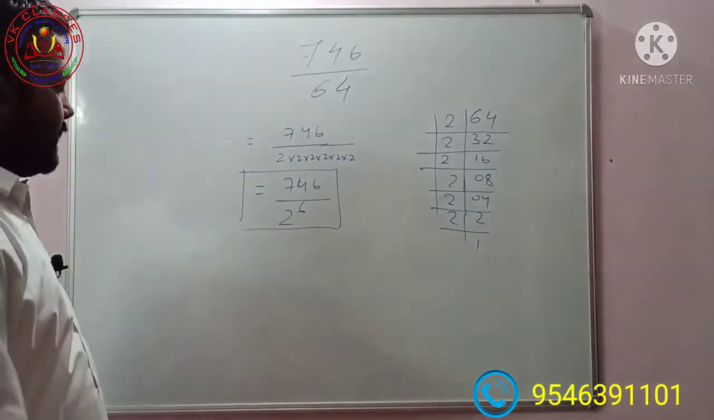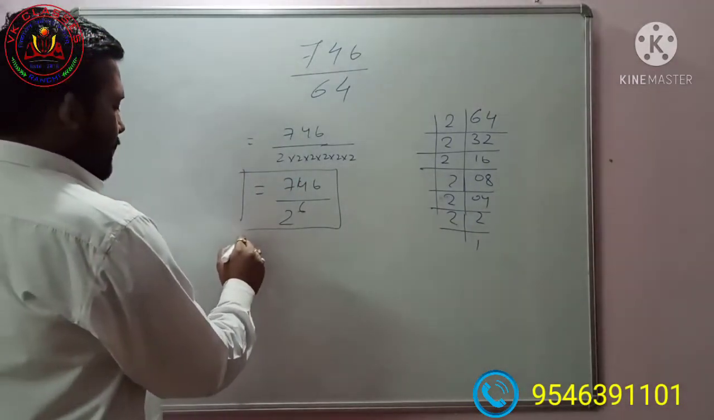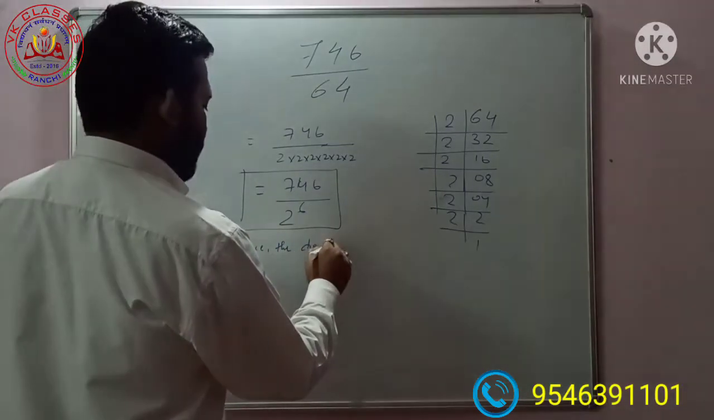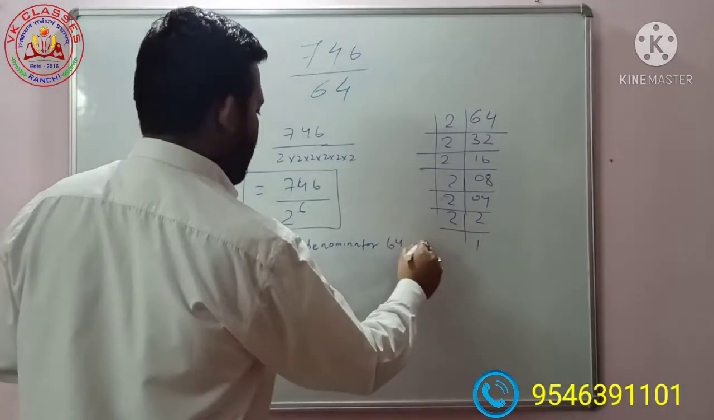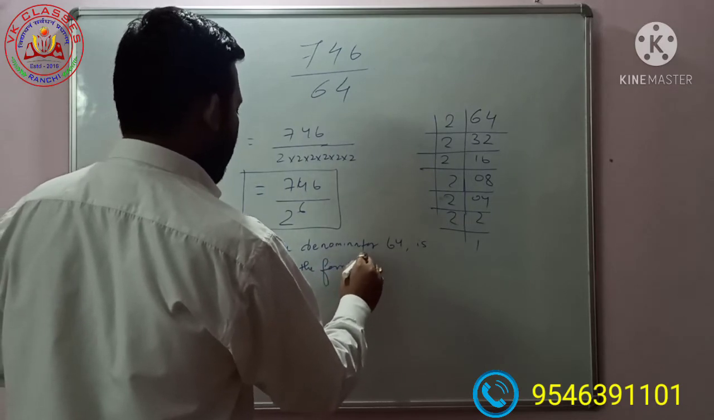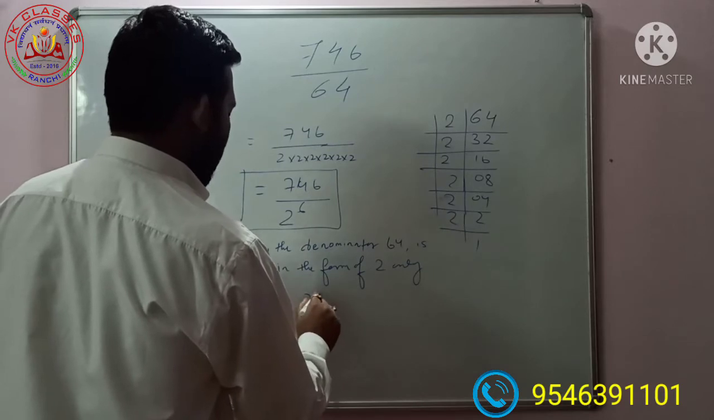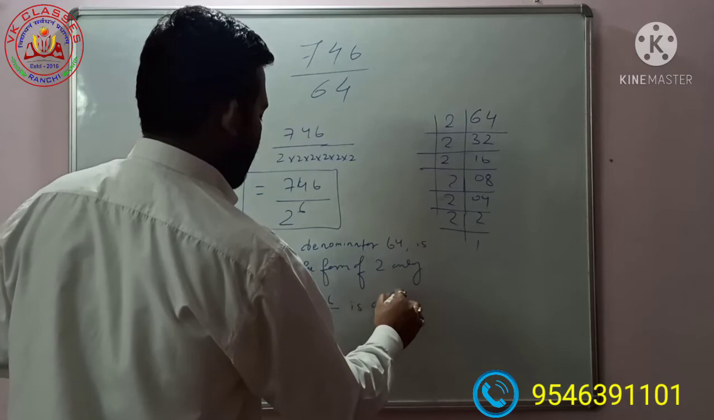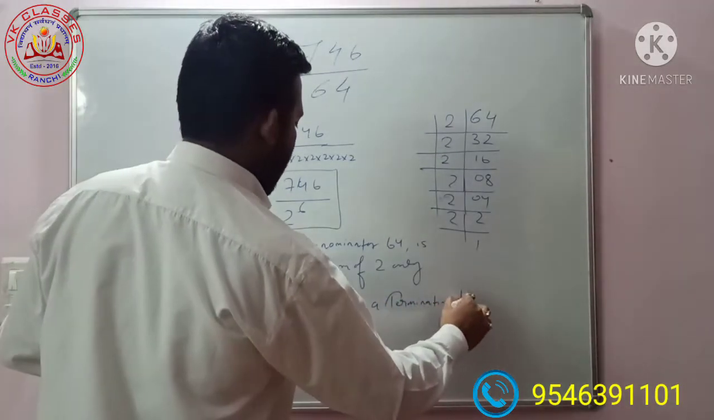Therefore we can say that this is also a terminating decimal, since the denominator 64 is in the form of 2 only. Therefore 746 by 64 is a terminating decimal.